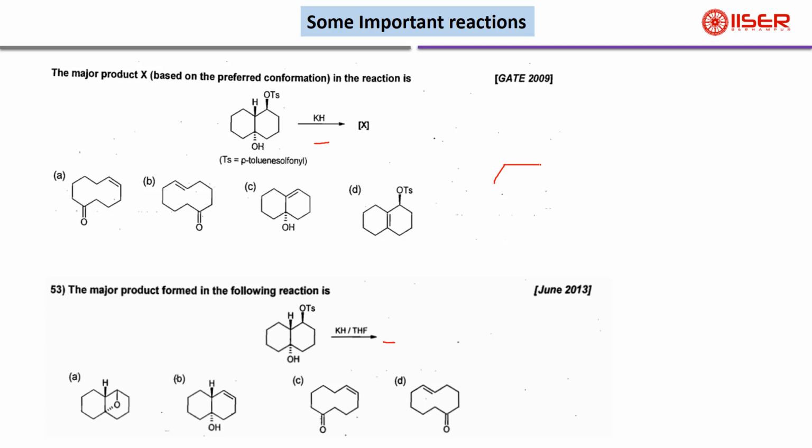So whenever there is a cyclohexane type of question, always try to attempt those through a chair form for a clear understanding about the stereochemistry. So the OTH group is above the plane and this OH group is below the plane. This OH group is here and this OTH group is above the plane.